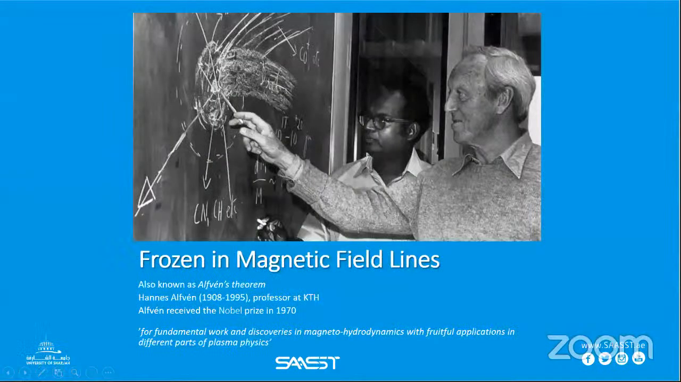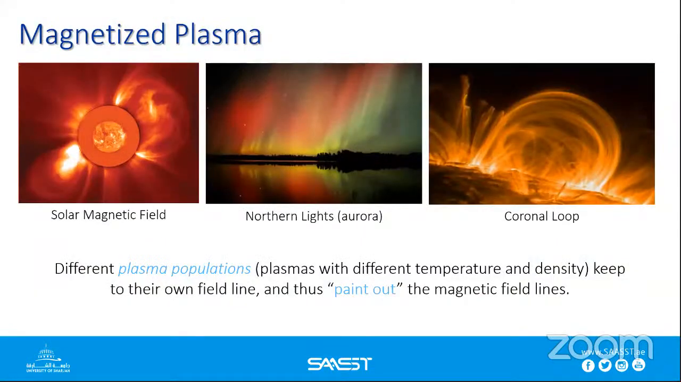one. This is given by Hannes Alvén, who got the Nobel Prize for it in 1917. Now, if we look at different pictures from space, we see all of these are actually showing the same theorem and the same state, but in different ways. So we see different plasma populations painted out here in different fashions.